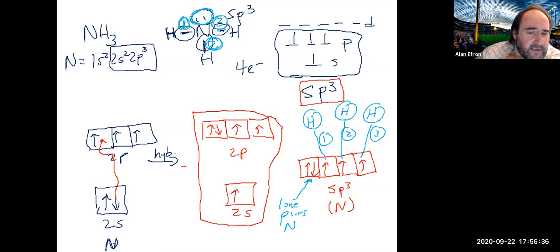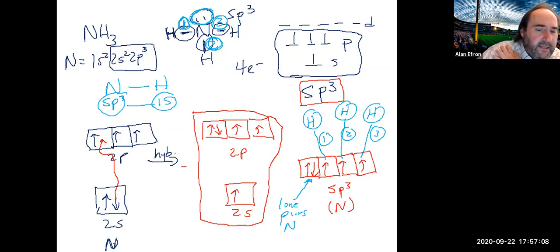And we could even get extremely specific here. We could say that each of these bonds is a bond between the sp3 hybrid orbital in nitrogen and the 1s orbital in hydrogen. Hydrogen will not go through hybridization because it only has 1 electron. So hydrogen has a 1s1 electron configuration. So we know that this is a bond between sp3 hybrid orbital nitrogen and a bond between the 1s orbital in hydrogen.